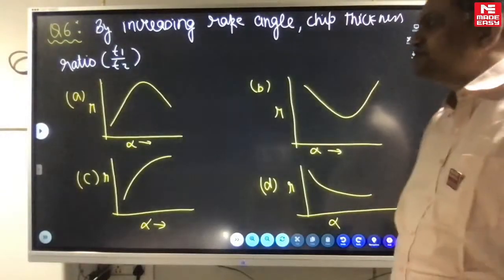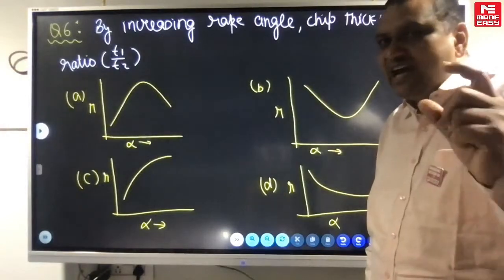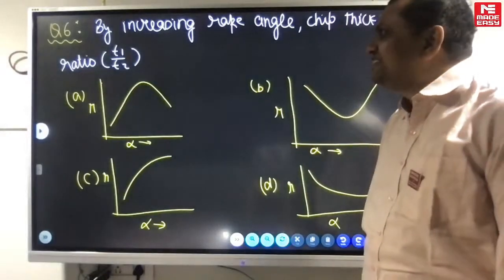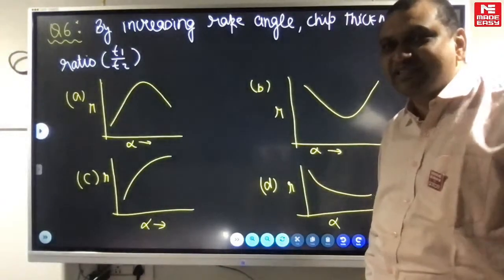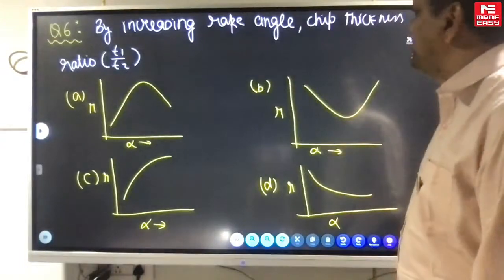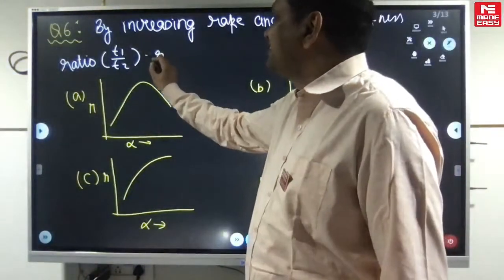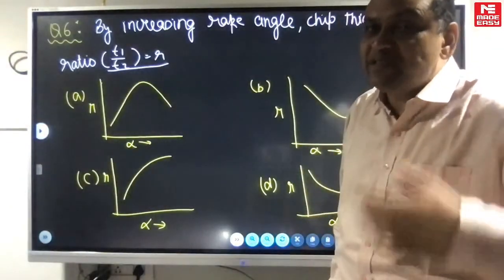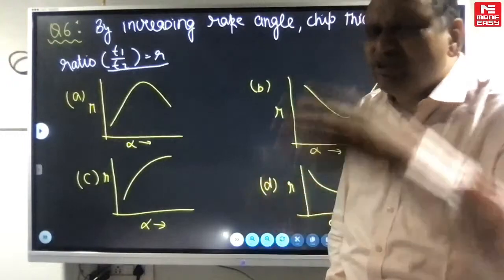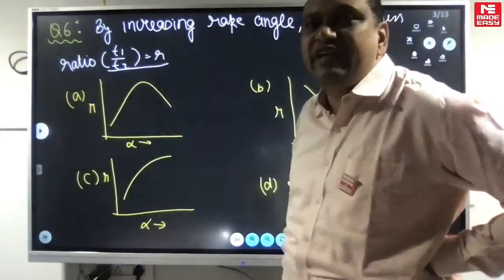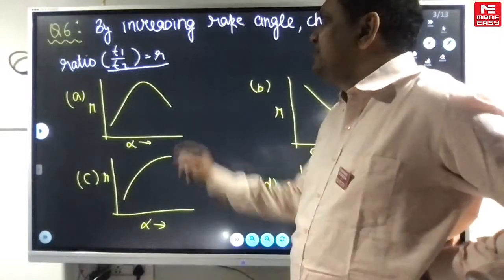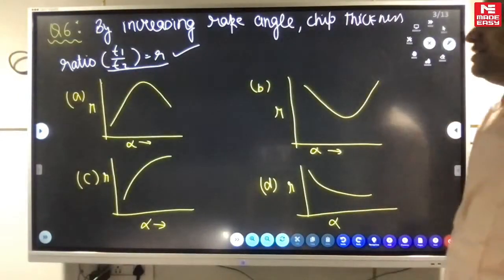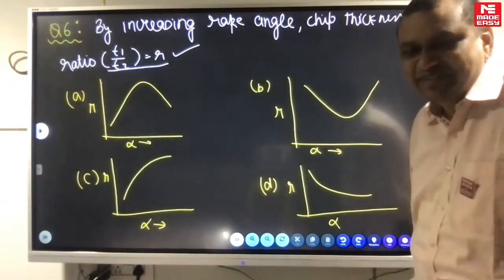Sixth question. Let us see who can hit it. I have already given the concept in this class, but I wanted to know whether you have understood. By increasing the rake angle, what happens to the chip thickness ratio? Sometimes people say r, sometimes chip thickness ratio as T1/T2, it doesn't matter. I am saying T1/T2. T1 is uncut chip thickness, T2 is the chip thickness. What will happen to the chip thickness ratio by increasing the rake angle? Anybody?